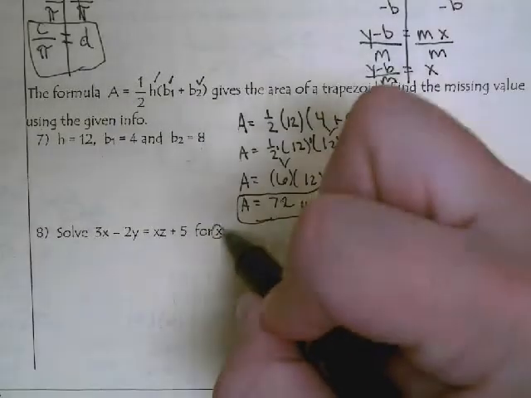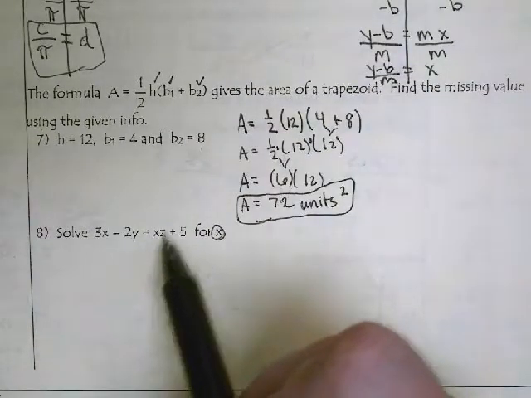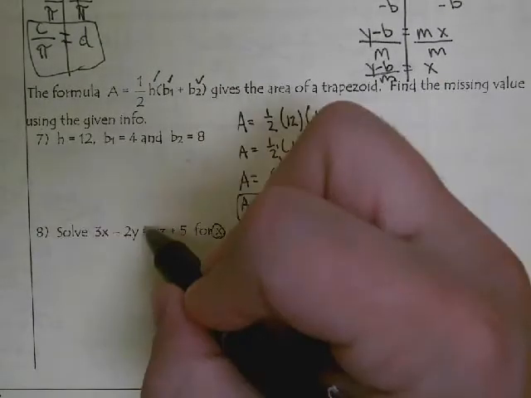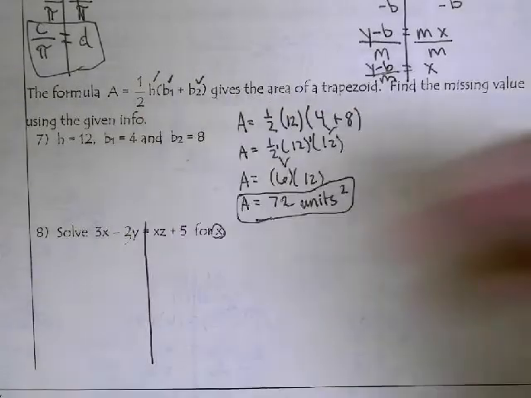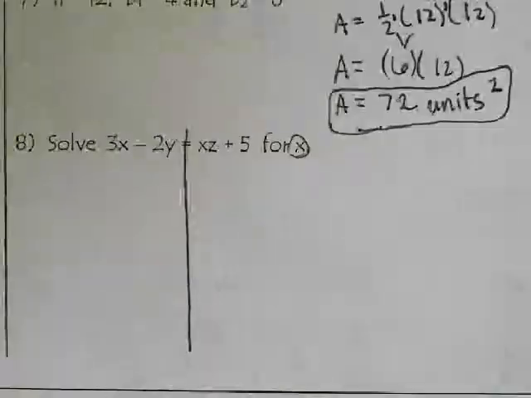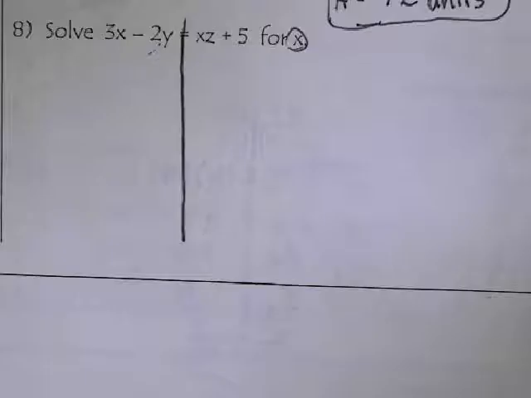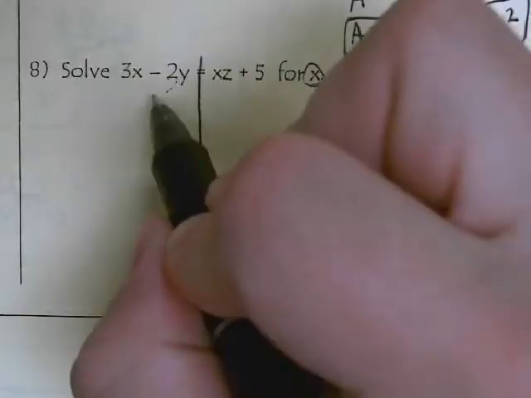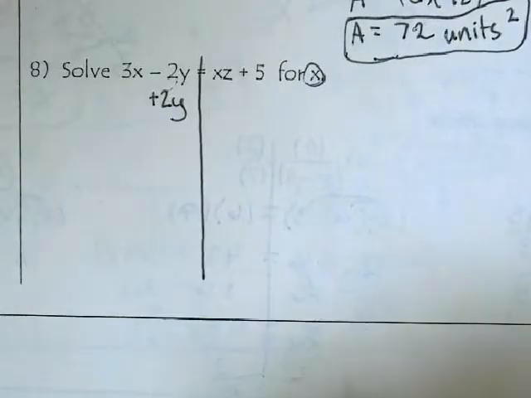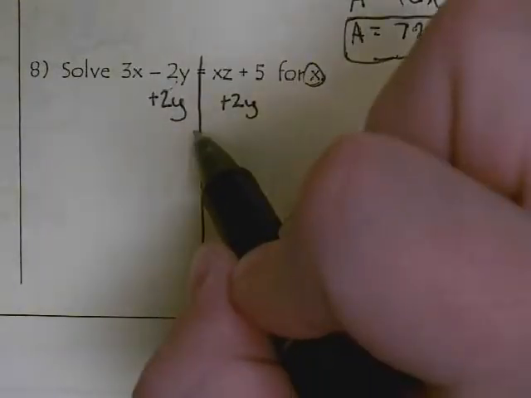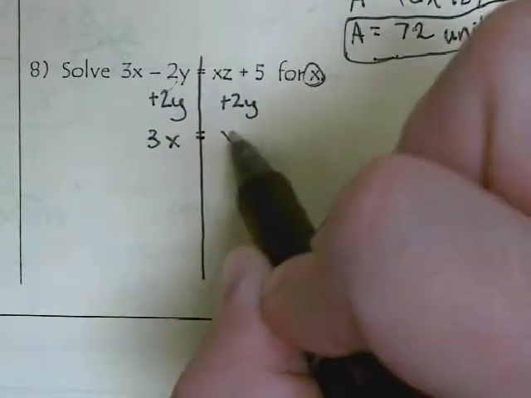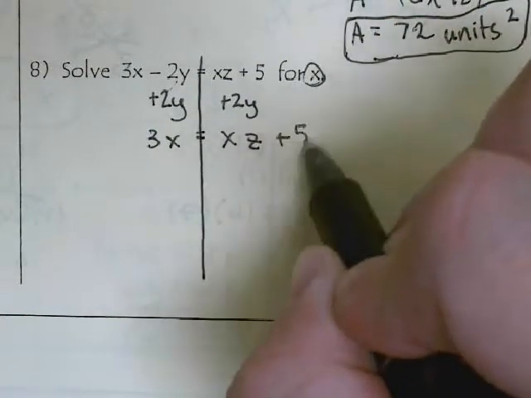Our goal is to solve for x. So that means we want to get all the x's stuff to one side and everything else to the other. The first thing I want to do is get rid of that minus 2y. So to get rid of the minus 2y, I will add 2y to both sides. Now I have 3x is equal to xz plus 5 plus 2y.